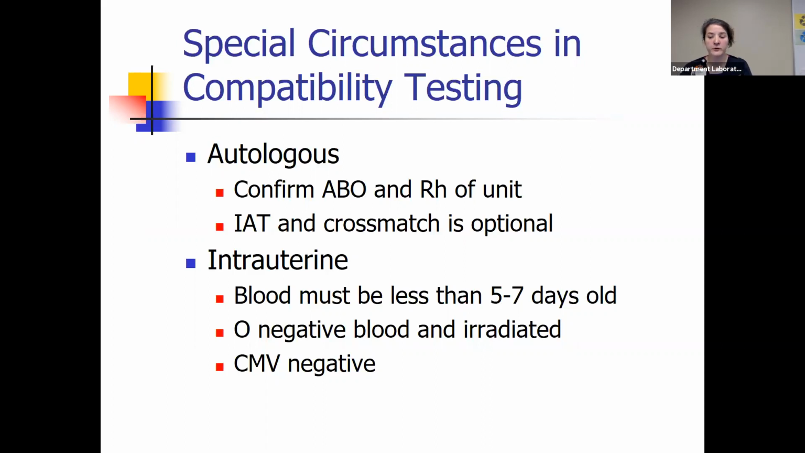And then intrauterine transfusions, we talked a little bit about this in a previous lecture. Remember that that blood must be fresh, all right? So it must be CPD, anticoagulant, and it must be within 5 to 7 days old. It must be O negative, it must be leukodepleted, and it must be irradiated. And I say leukodepleted or CMV negative, okay?